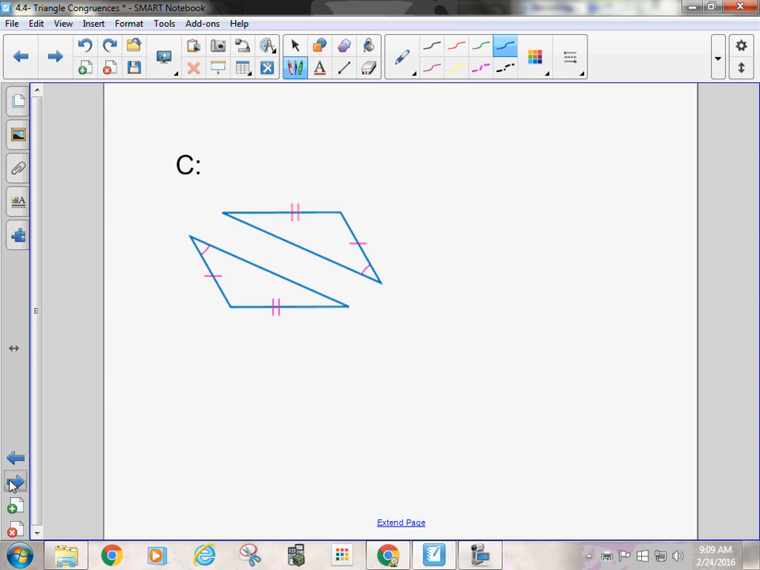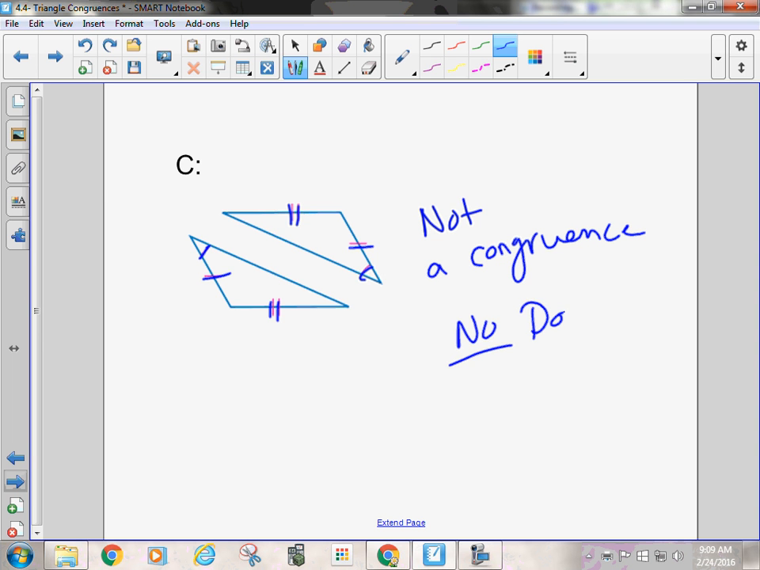All right, here I see I have 3 different pieces of information. I have angle, I have a side, and I have another side. Notice my angle is not included. It's not in between the 2 sides. So here, this is not a congruence. This would be a donkey. We don't have donkeys. No donkeys.